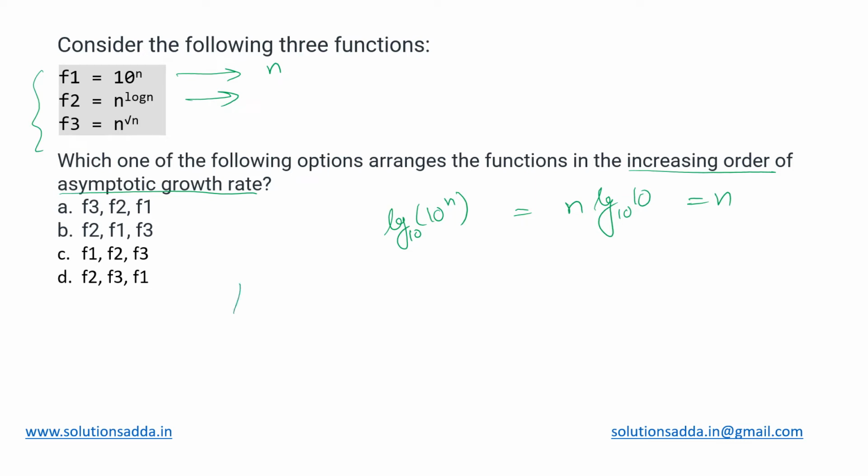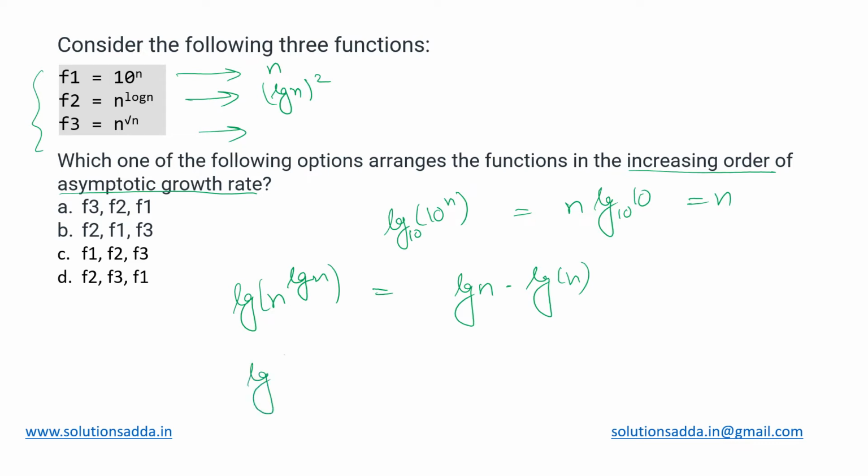Then f2 would become log of n to the power log n. Then this log n can be brought outside. This becomes log n times log n, so basically (log n) squared, log n the whole squared. Coming to f3, that becomes log of n to the power root n, so root n comes out, and it becomes root n times log n, root n log n.